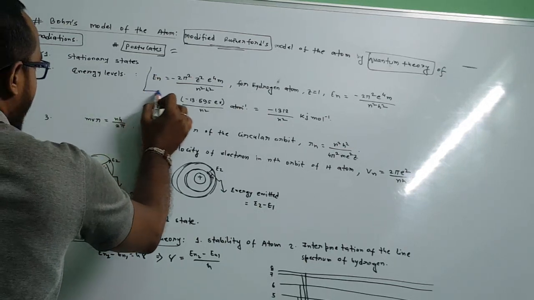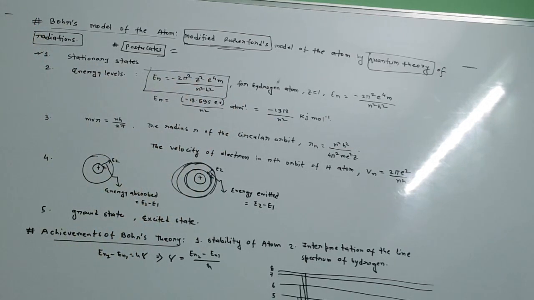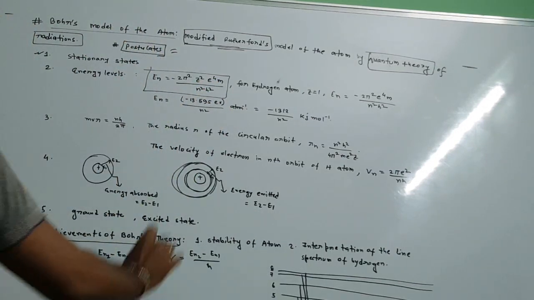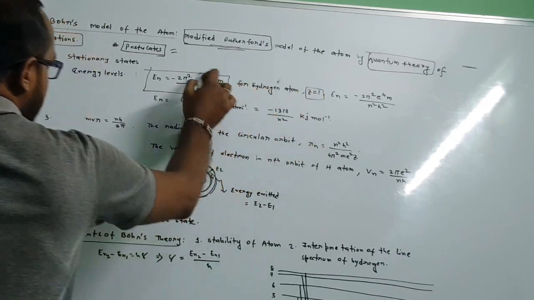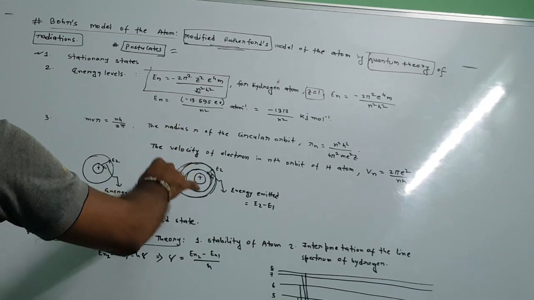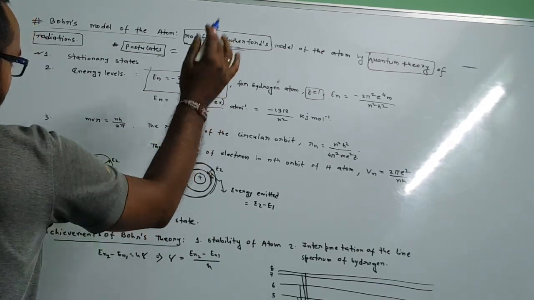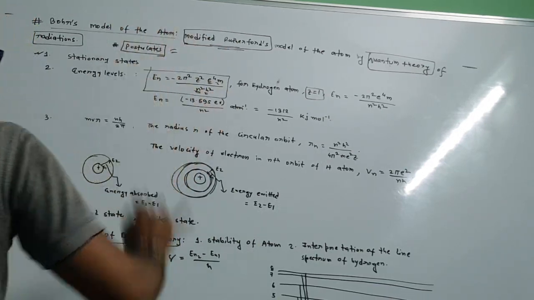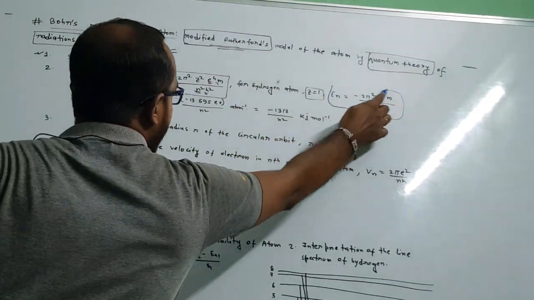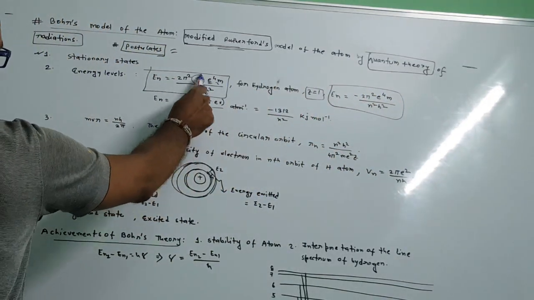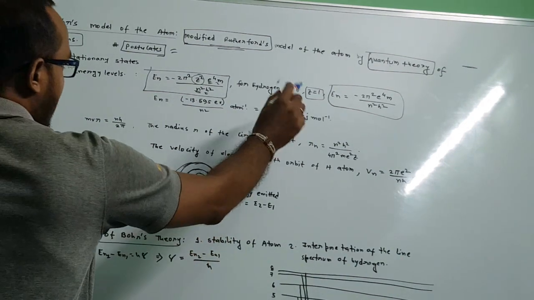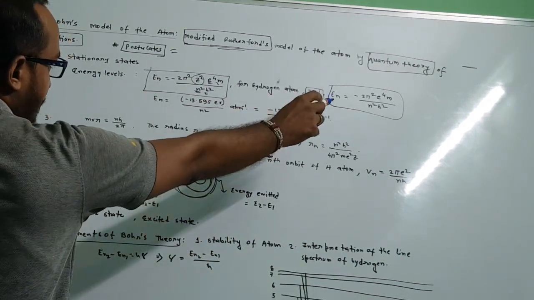See, the general formula of energy is: minus 2 pi square Z square e to the power 4 m by n square h square. Z stands for atomic number, and for the hydrogen atom, the atomic number is 1. n is the particular orbit, h is the Planck constant, e is the charge of the electron, m is the mass of the electron, and pi is a constant. So for the hydrogen atom, Z is 1, and the formula comes up to be minus 2 pi square e to the power 4 m by n square h square.